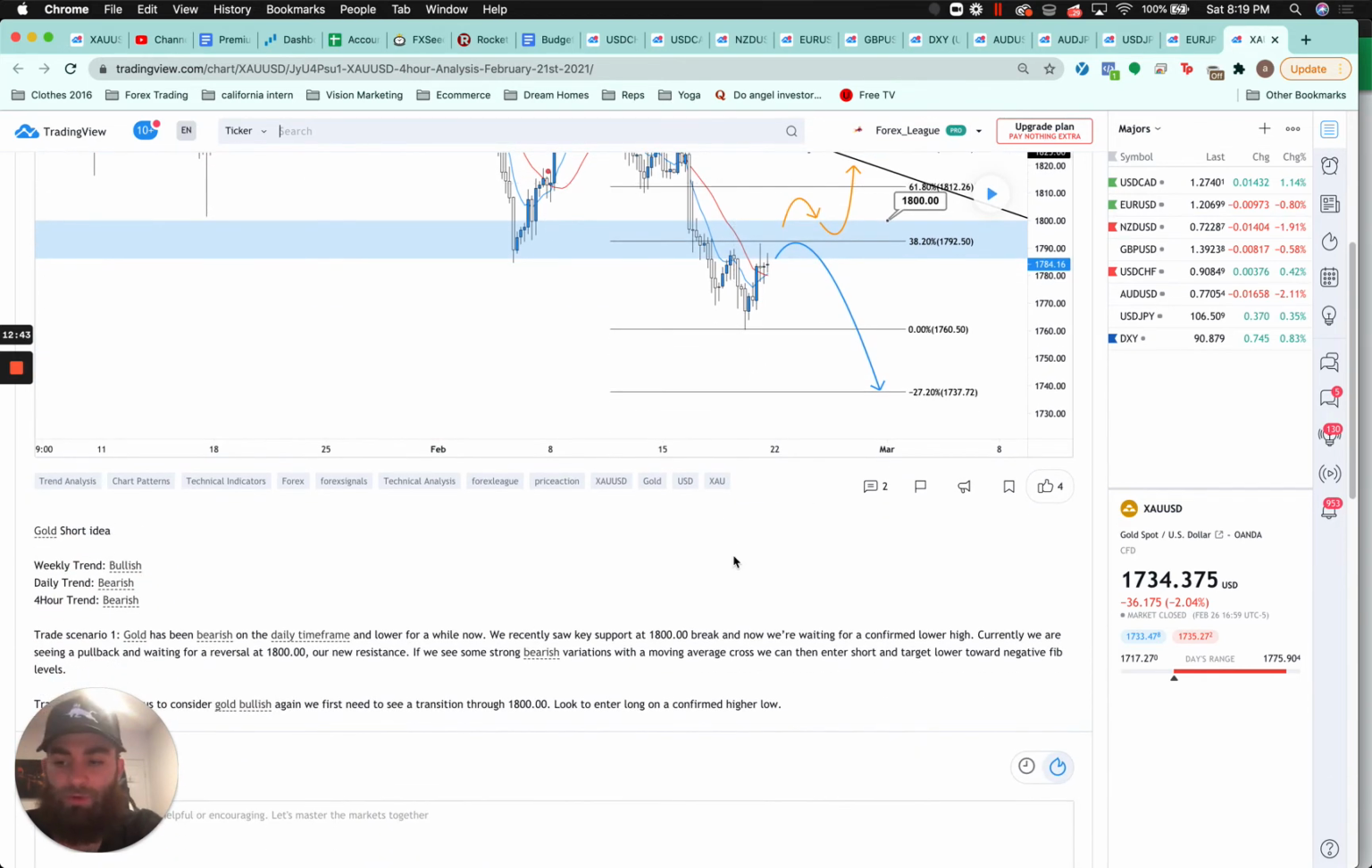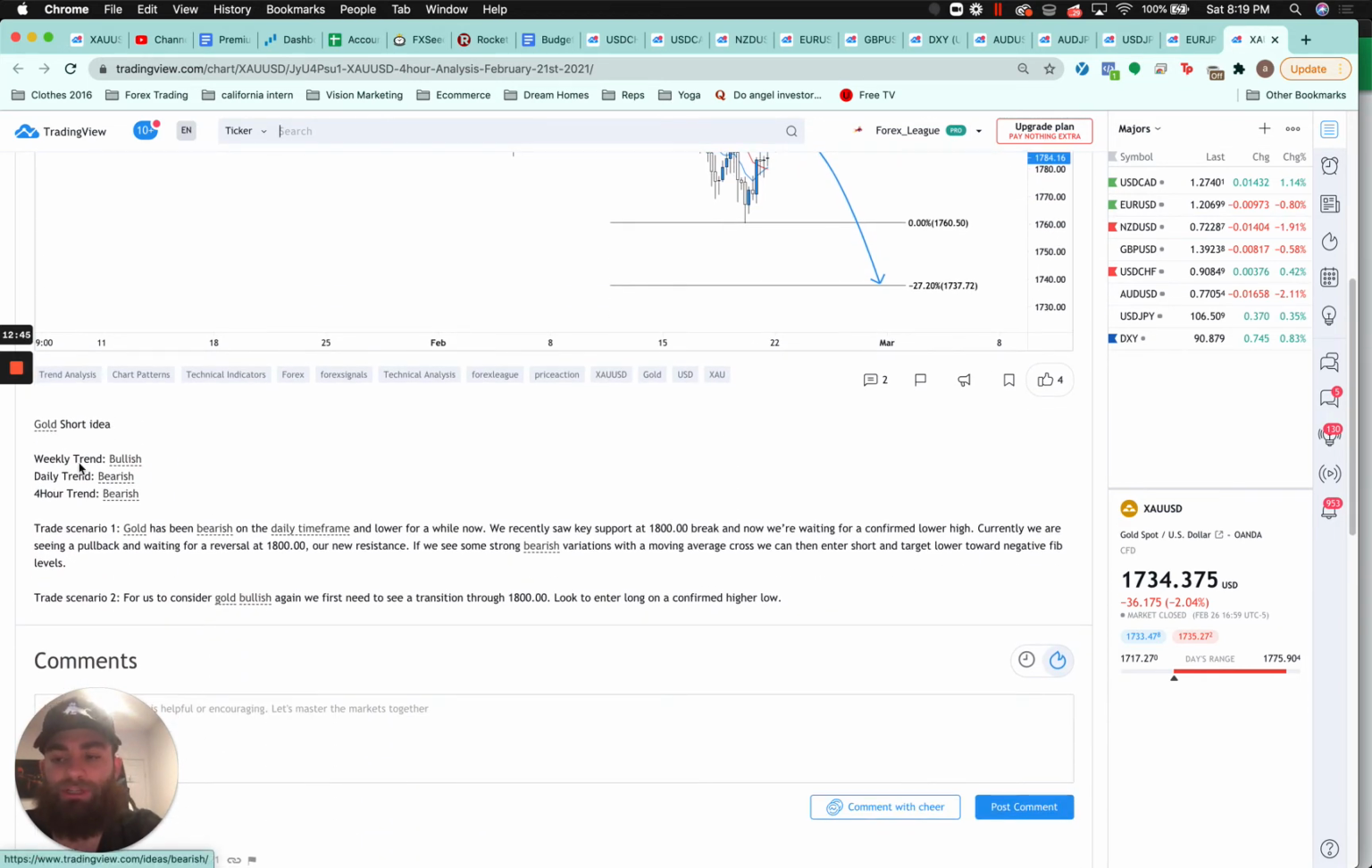And then we have gold, last but not least, bullish on the weekly, bearish on the daily, 4-hour bearish. Trade scenario 1, gold has been very bearish on daily time frame to a lower time frame here.